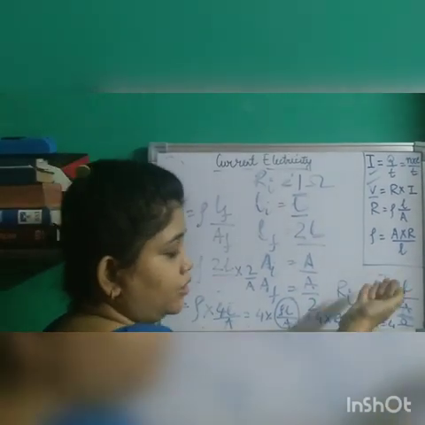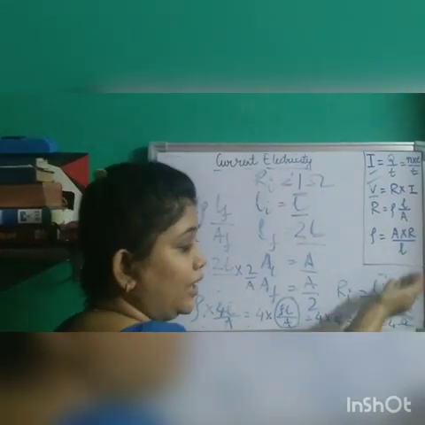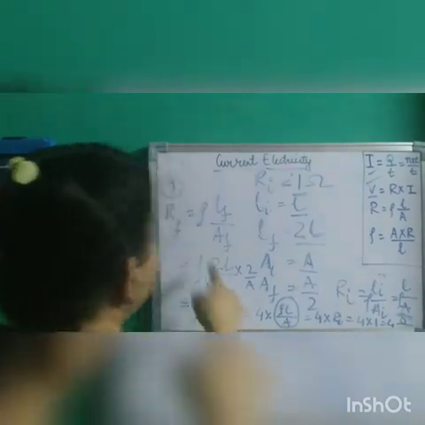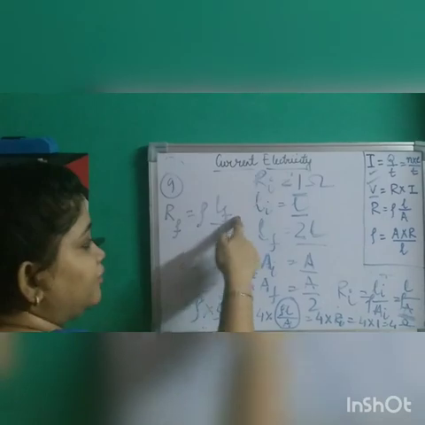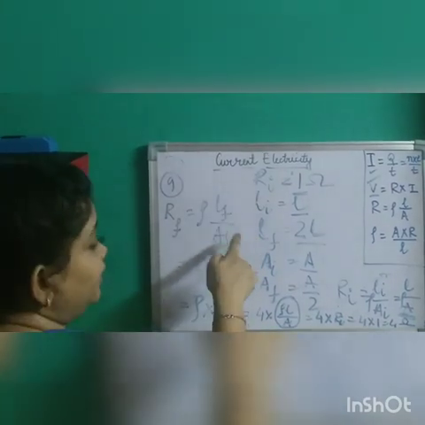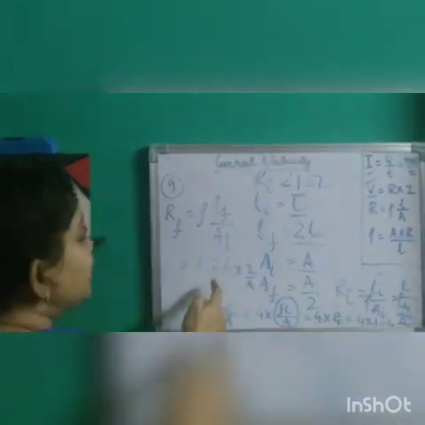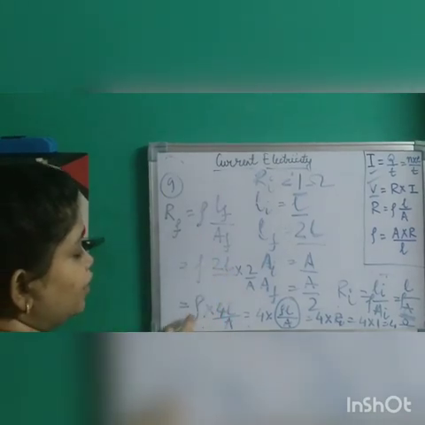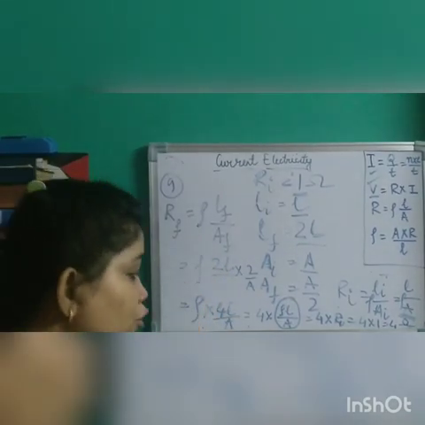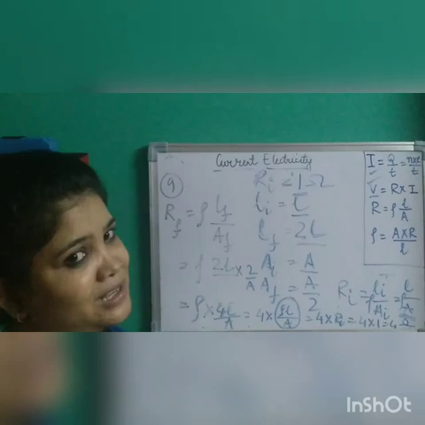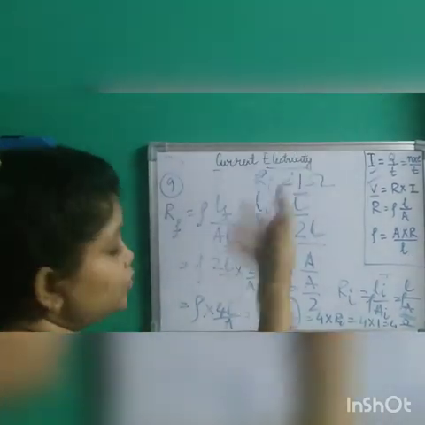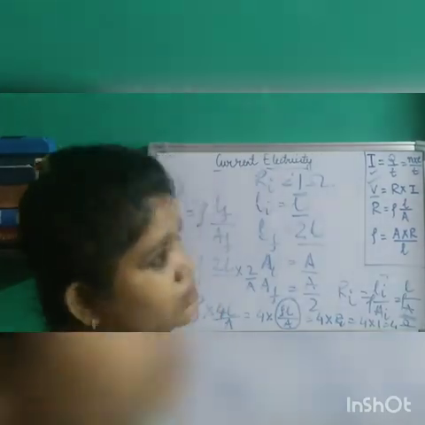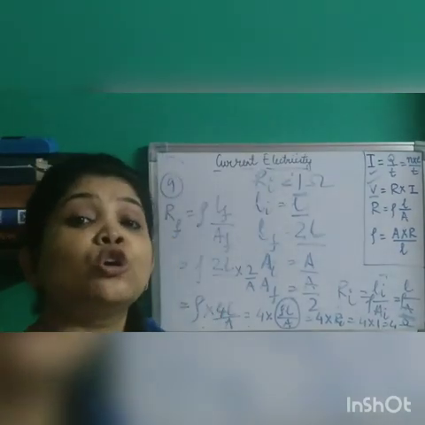Now Ri you find out, which is rho Li by Ai, which is rho L by A. Keep it as it is. Now final resistance is rho Lf by Af, that means final length by final area. Now if you put the values, we are getting rho 4L by A, which is 4 into rho L by A. Rho L by A is the initial resistance, which is given to you. So you are getting the new resistance as 4 ohms.